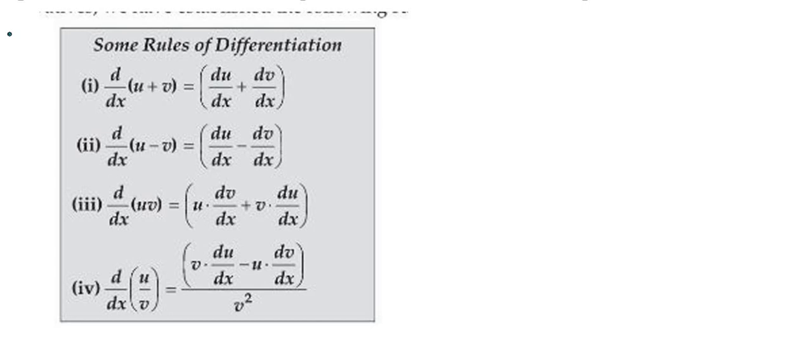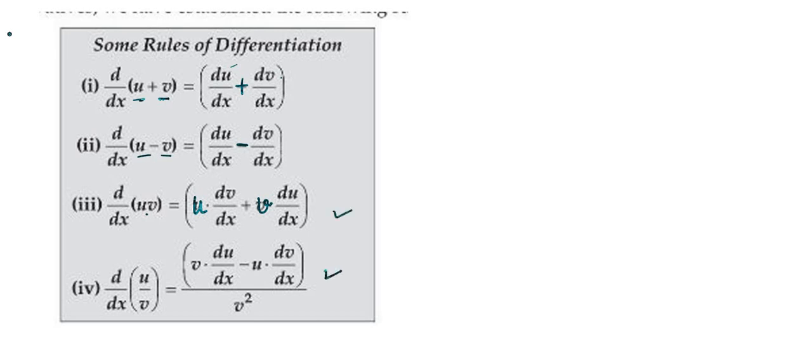These are the rules. If you have u plus v, if two functions are there, then it is d by dx of u plus d by dx of v. If it is u minus v, then du by dx minus, in between, dv by dx. If it is u into v, then the formula is u dv by dx plus v du by dx. This is the third formula.